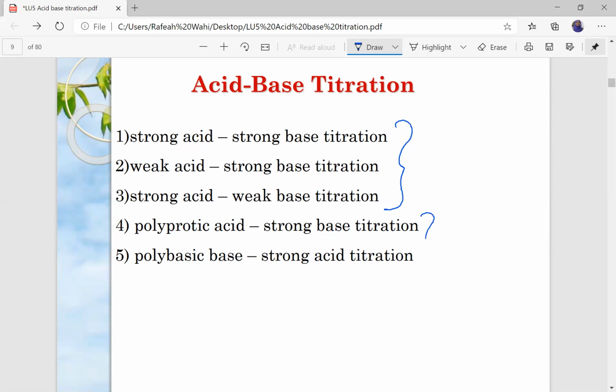However, for number 4 and number 5, we are going to look at the curve type when we have a polyprotic acid and strong base titration and a polybasic base and strong acid titration. We're not going to look into details on the calculation problems, but we are going to look at the curve type that we will get for both of the titration types.